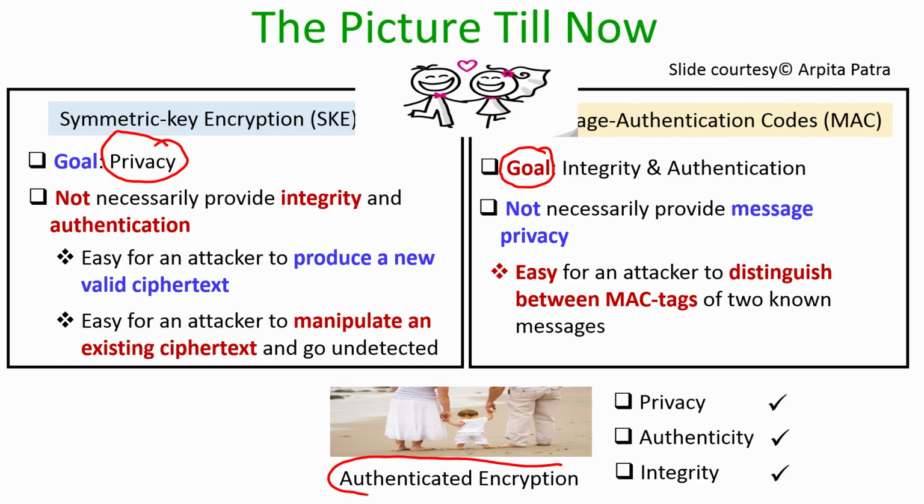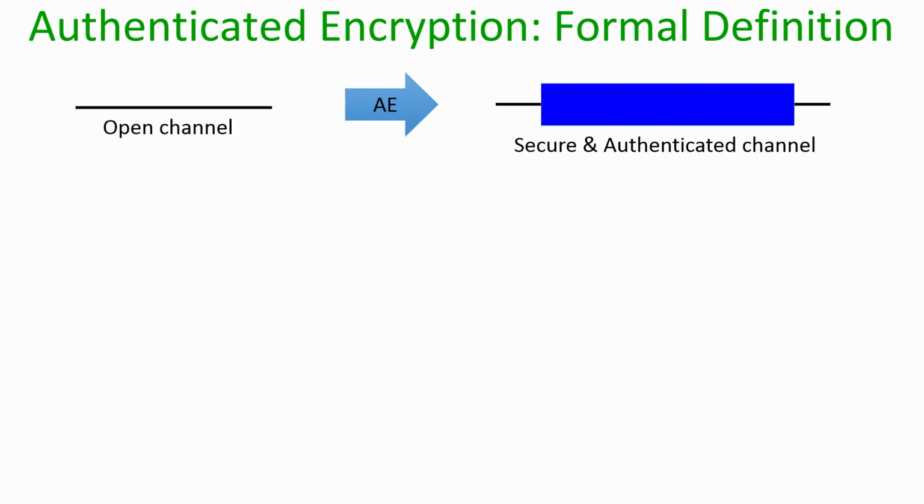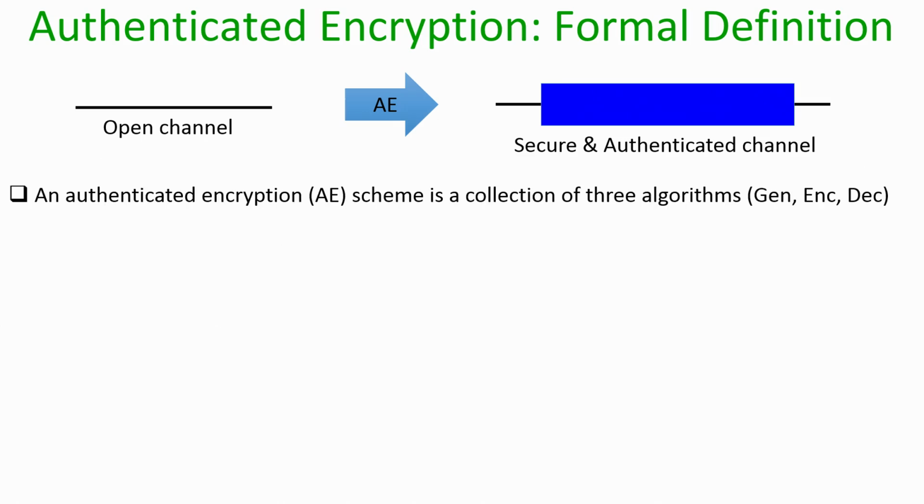We will see how to combine symmetric key encryption and message authentication code to design a more powerful cryptographic primitive which we call authenticated encryption. On a very high level, as I said, the goal of authenticated encryption is to take an open channel with which a sender and a receiver are connected and to give the effect of a secured and authenticated channel.